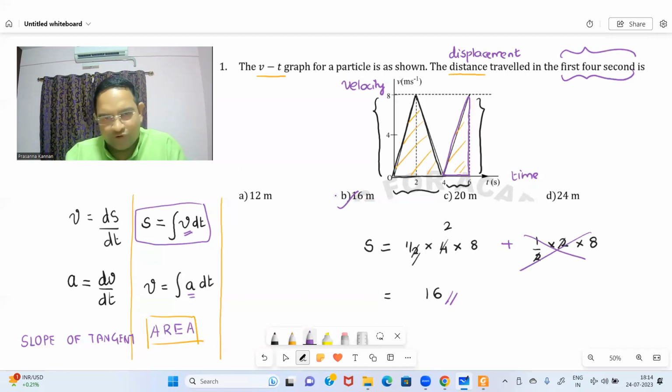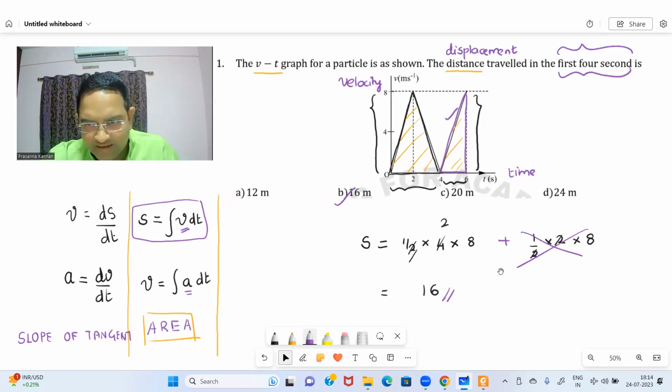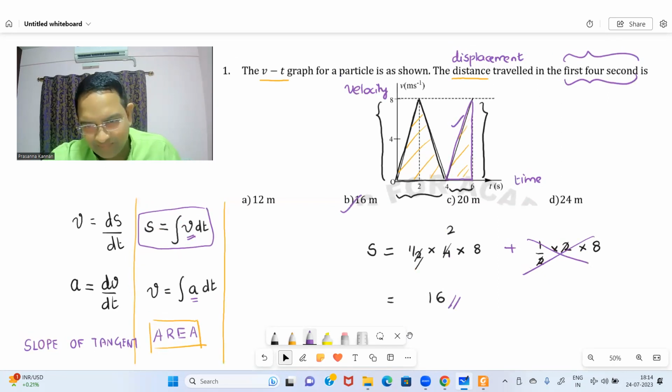Suppose we are given the entire duration of the journey, then you take from 0 to 6, which means you add the second area also. Is that clear, students? Yes, sir. Excellent. We'll move on to the next question.